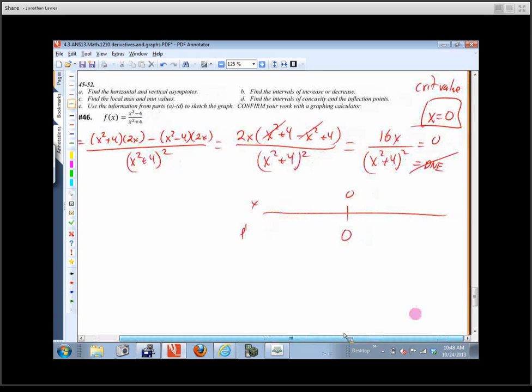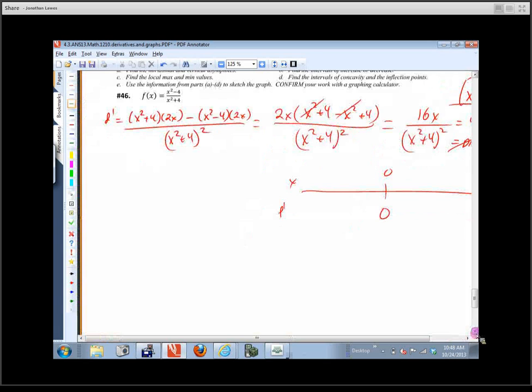In fact, this one's really easy because what do you notice about the denominator? Like we said a second ago, always positive. The only thing that's going to change the sign of the first derivative is the numerator. So that should be relatively easy. Let's find the second derivative because this is where it gets just a little bit tricky.